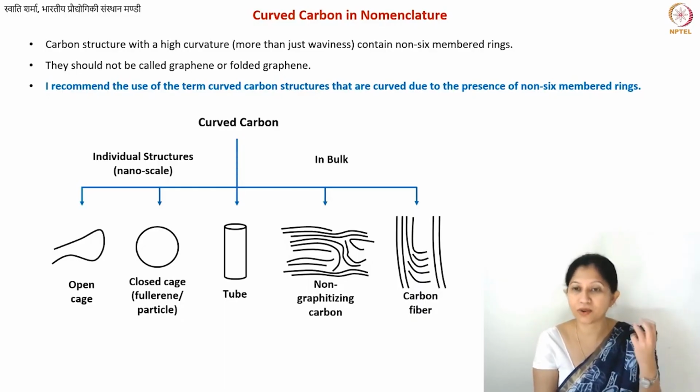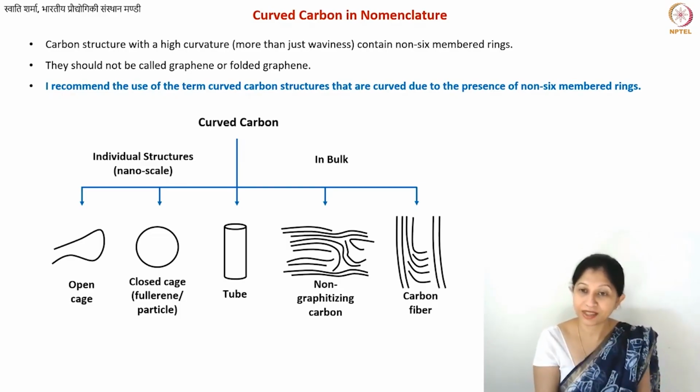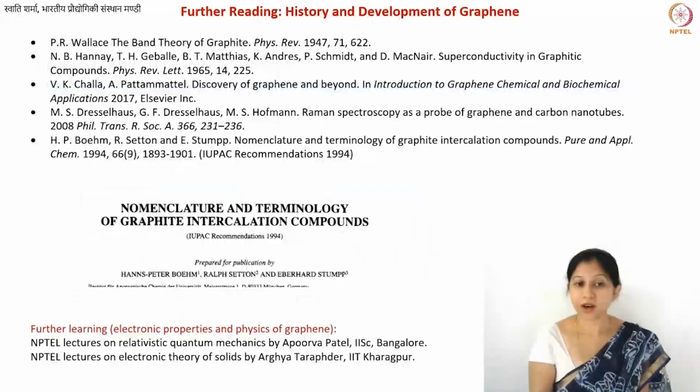Okay, fullerenes of course are curved, that we know. Tube-like structures also have a certain curvature. So those can also be included in this category. And of course, in the case of non-graphitizing carbon, as I mentioned already, also in the case of electrospun carbon fibers, you often see these curved carbon sheets. So all of these materials can be called curved carbon structures.